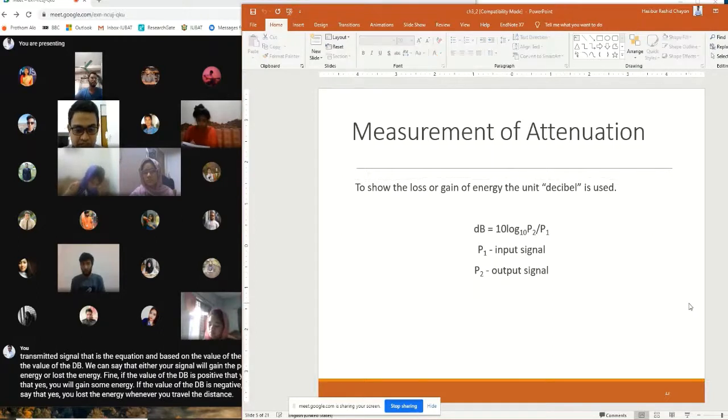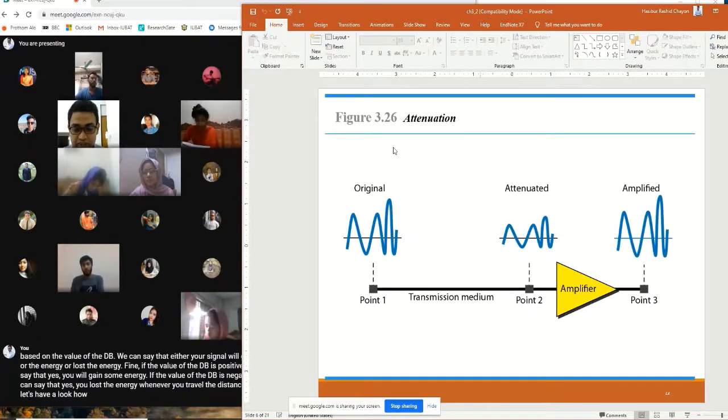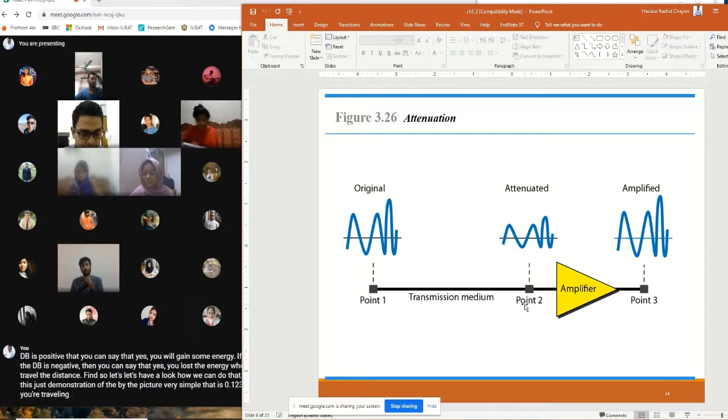So let's have a look at how we can do that. This is just a demonstration by picture. Very simple: points 1, 2, and 3. Wherever you're traveling from point 1 to point 2 through the transmission media, this is your original signal, and that is the signal you have received at point 2. You can see the intensity and strength of the signal is a little bit reduced compared to the original one, because it has traveled a distance.